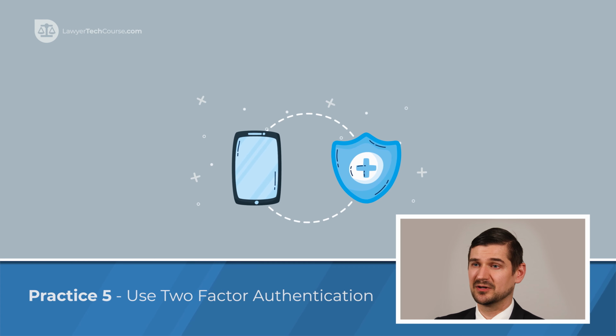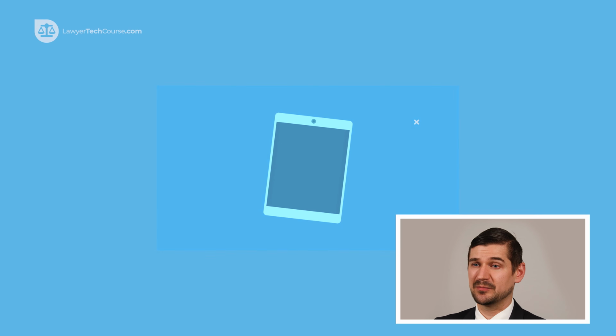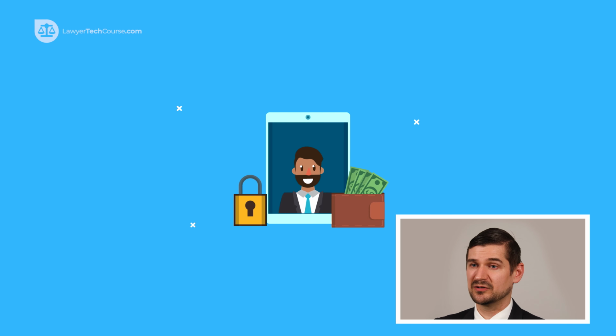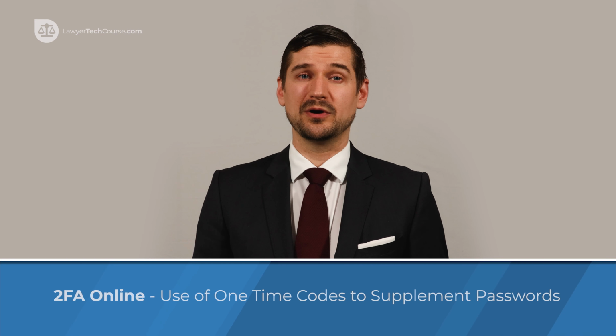Practice 5. Use two-factor authentication. Two-factor authentication, also known as 2FA, is a method of confirming the identity of a user by combining the use of different authentication factors. In the online world, a powerful form of 2FA is the use of one-time codes to supplement online passwords. For example, when I sign into my Adobe account, I enter a password, and then Adobe sends a code to my smartphone. To access my account, I need to enter both my password and the code from Adobe.